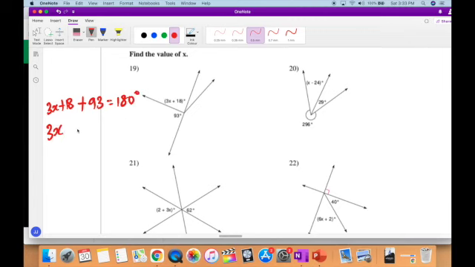3x, 93 plus 18 is 111. 3x is equal to 180 minus 111, which is 69. So x is 23. Alright, so we got 23 degrees here.